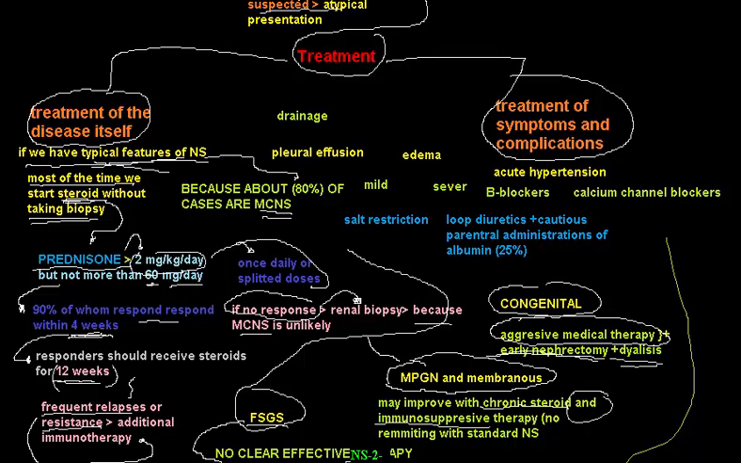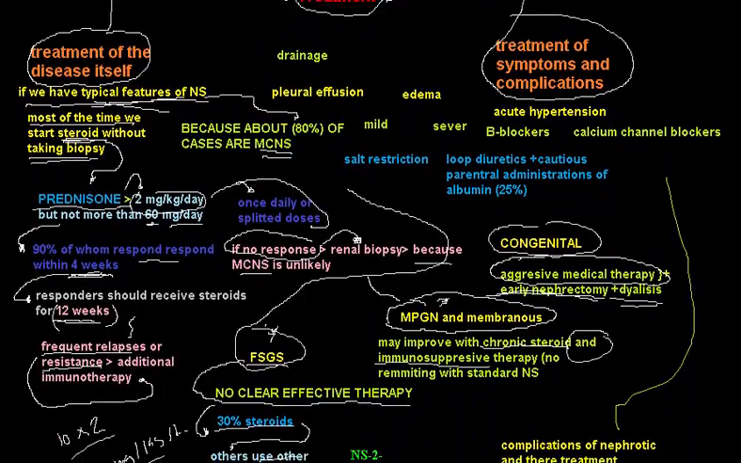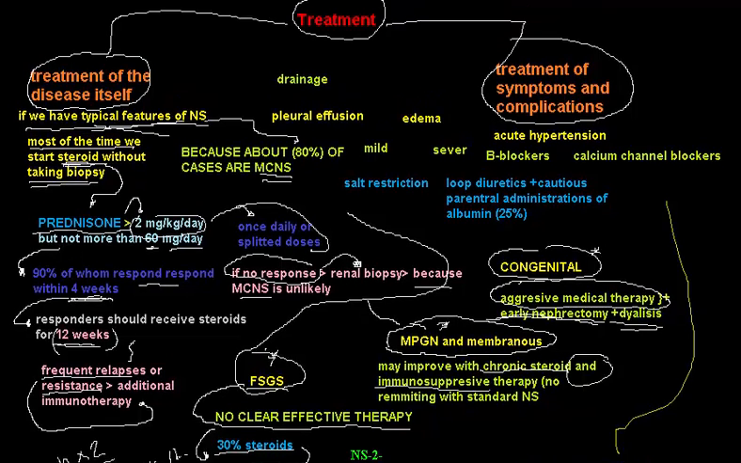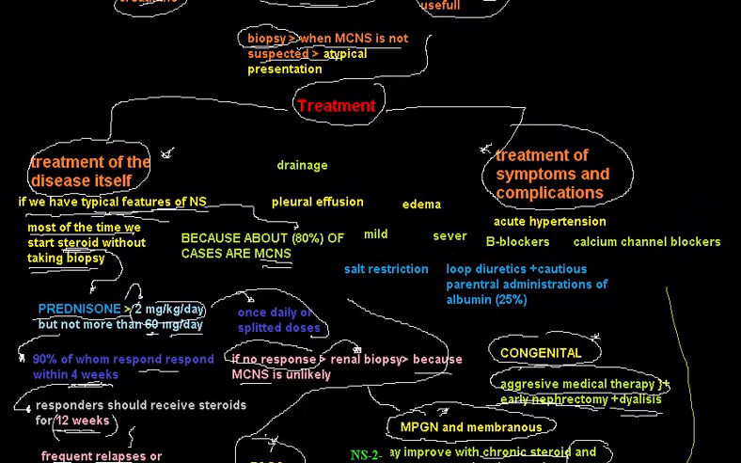So in typical cases, steroid. In atypical cases like focal segmental glomerulosclerosis or membranoproliferative, steroid plus immunotherapy, meaning other immunosuppressants. In congenital, nephrectomy plus dialysis plus medical therapy. This is treatment of the disease itself. What about the treatment of the symptoms and the complications of nephrotic syndrome?